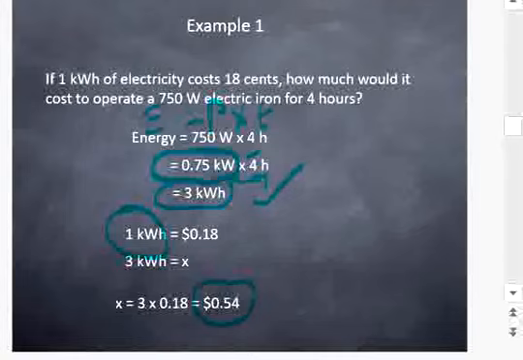So this is how much the electric iron costs when you use it for 4 hours. Now it seems very cheap. Some of you might say, oh, only 54 cents. But technically, if you use this amount of electrical energy per day, you multiply it by 1 month, 30 days, and now you will see how much only one appliance costs.